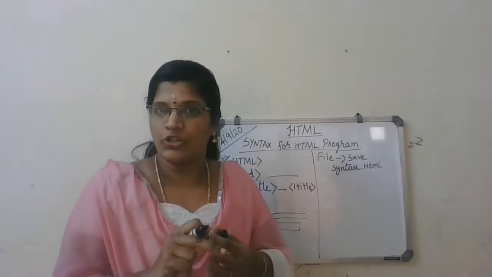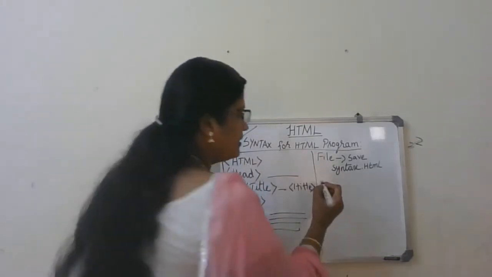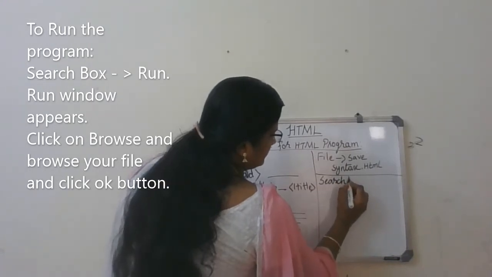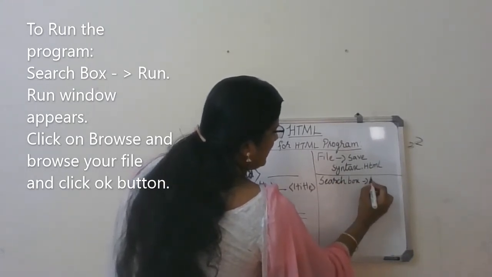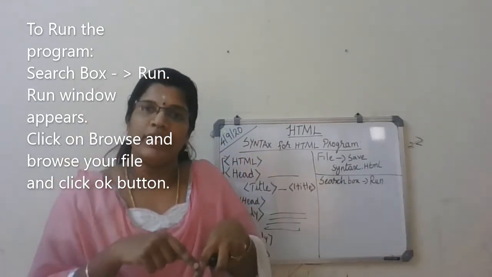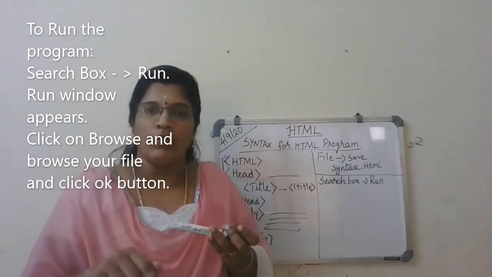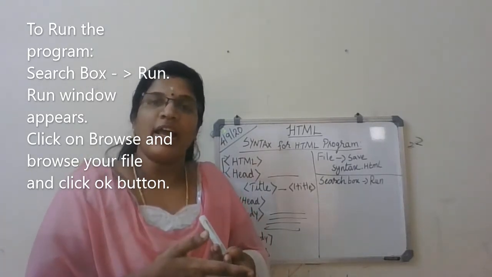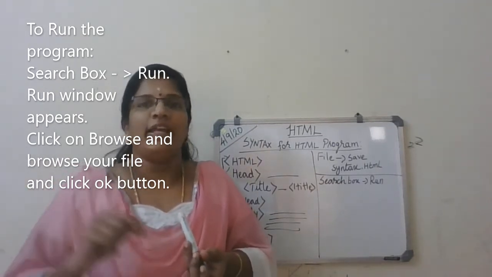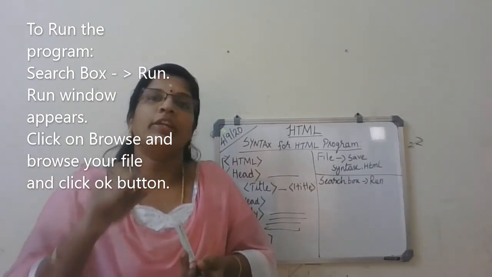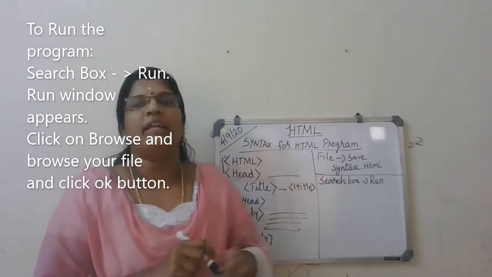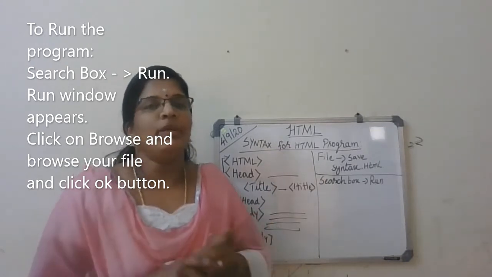You have to go to search box and type run. Okay, search box. Okay, then type run. So when you type run, a small box appears. In that box, click on a browse button. Okay, choose your file. If you are not seeing your file in your folder, click on all files. Then you will see your file, HTML file. Select it, open. Then click on OK button in the run box. The web page will be open.